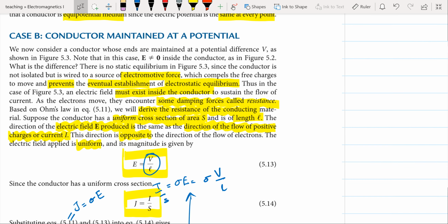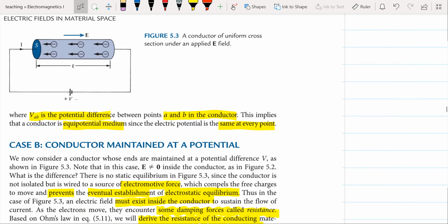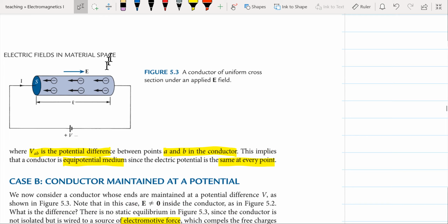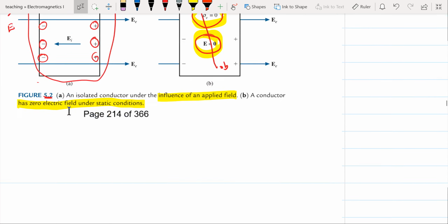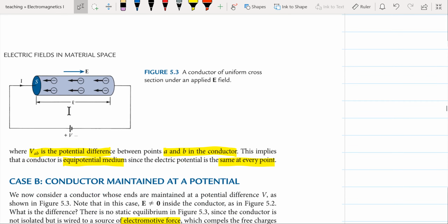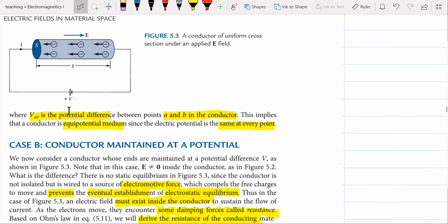We now consider a conductor whose ends are maintained at a potential difference, as we have seen in figure 5.3, phase 1. So we have some potential difference applied across the conductor. Remember, the difference previously was that there was no conductor, it was an isolated conductor, which we considered right here. And therefore, this is a different case in which we are considering that a conductor is maintained at a potential.